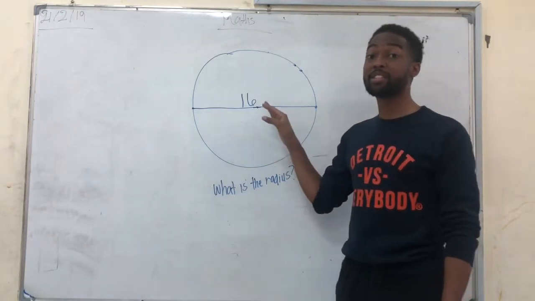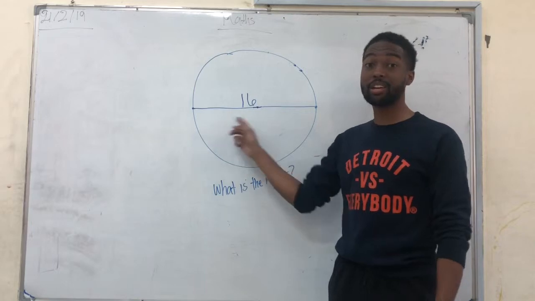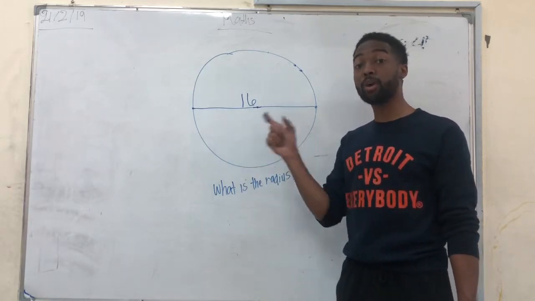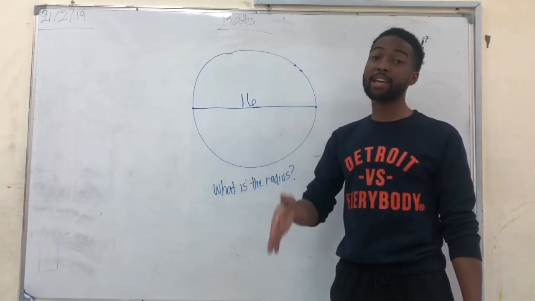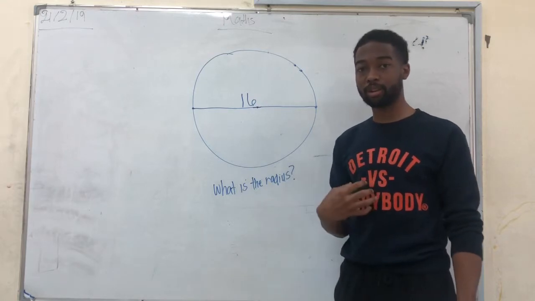So let's say you have a circle with a diameter of 16. You need to figure out what the radius is, and then write that onto your paper and bring it to me.